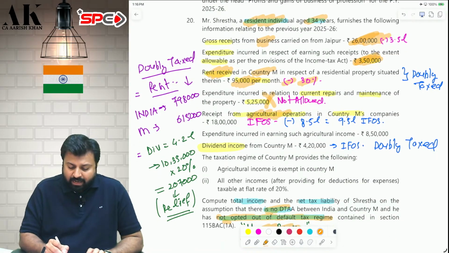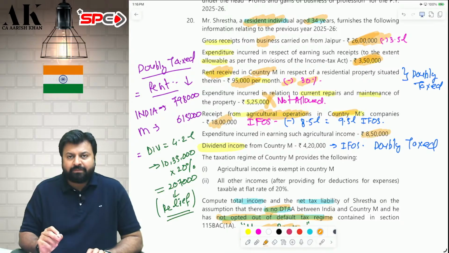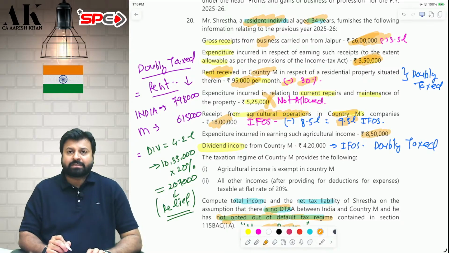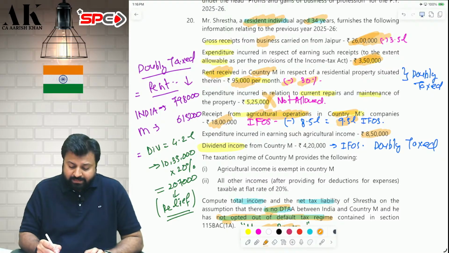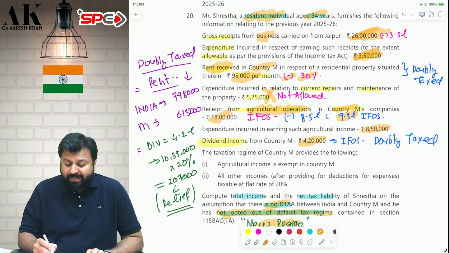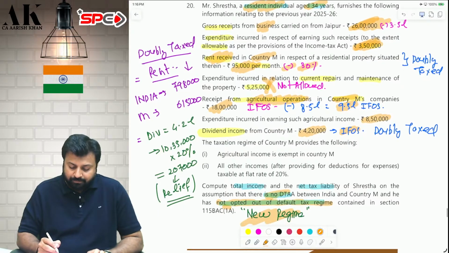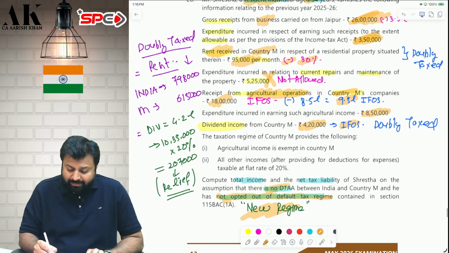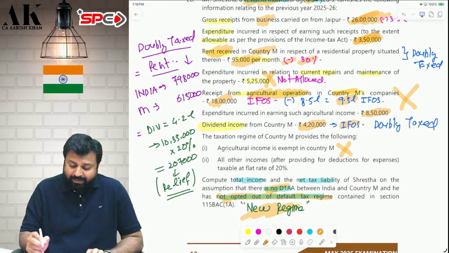Then she is earning agriculture operation income of 18 lakhs. On that, she is incurring expense of 8.5 lakhs. So 9.5 lakhs will be taxable. Then she is earning dividend income from country M, IFOS. Now, agriculture income is exempt in country M. So this is not doubly taxed. This will not be doubly taxed because this is exempt in country M and only taxable in India.